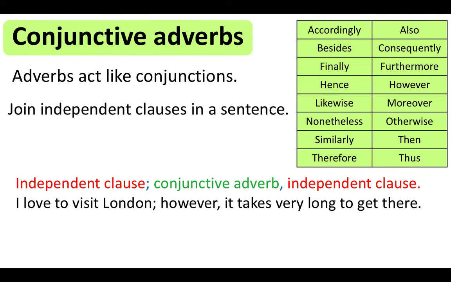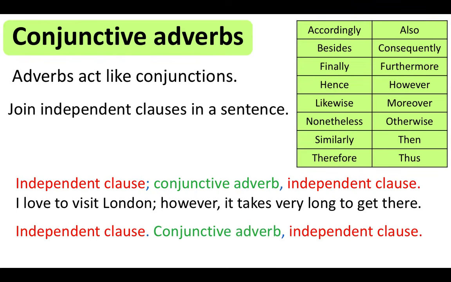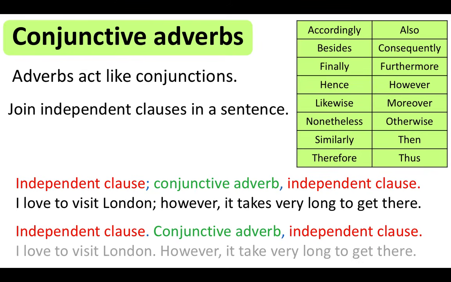The second way of writing the sentence is we have a full stop following the initial independent clause and then a comma after the conjunctive adverb. For example, I love to visit London. However, it takes very long to get there.